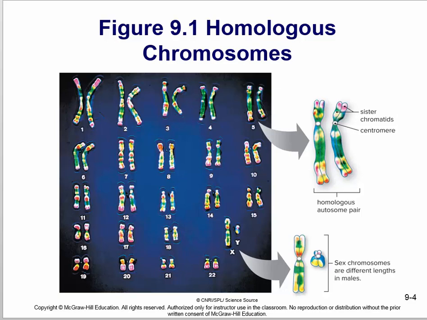Now, this is a figure from your book. It is figure 9.1. Please review this figure before moving forward. In body cells, chromosomes occur in pairs called homologous chromosomes.